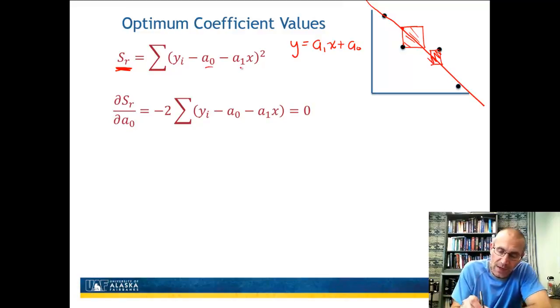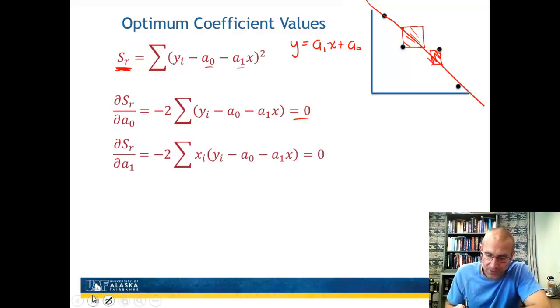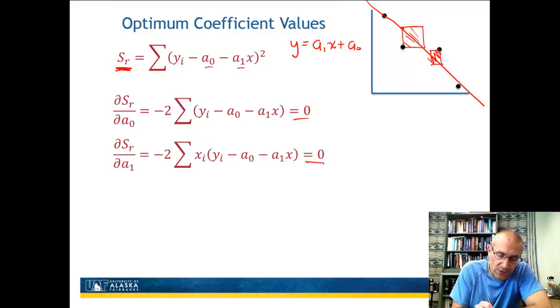Now we've got two parameters, a0 and a1. In order to find both of those, we do partial derivatives. First we take the partial derivative of S_r with respect to a0 and set that equal to 0. That's going to give us one equation. Then we take the partial derivative with respect to a1 and set that equal to 0. Two equations and two unknowns. So these are my two equations, my unknowns are a0 and a1, and I'm going to solve this.